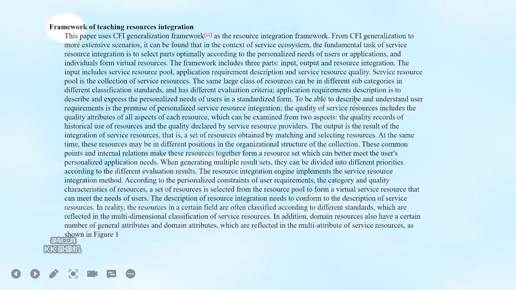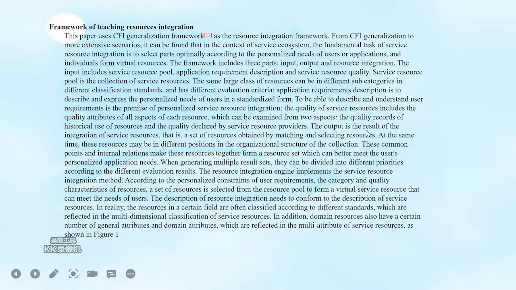To be able to describe and understand users' requirements is the premise of personalized service resource integration. The quality of service resources includes the quality attributes of all aspects of each resource, which can be examined from two aspects: the quality records of the historical use of resources and the quality declared by service resource providers.